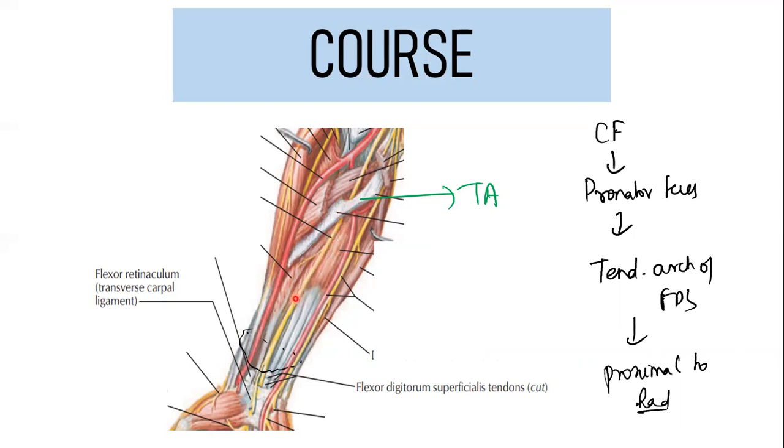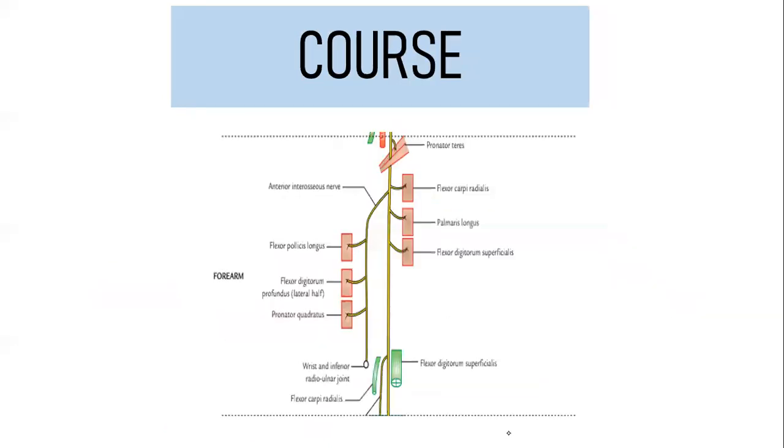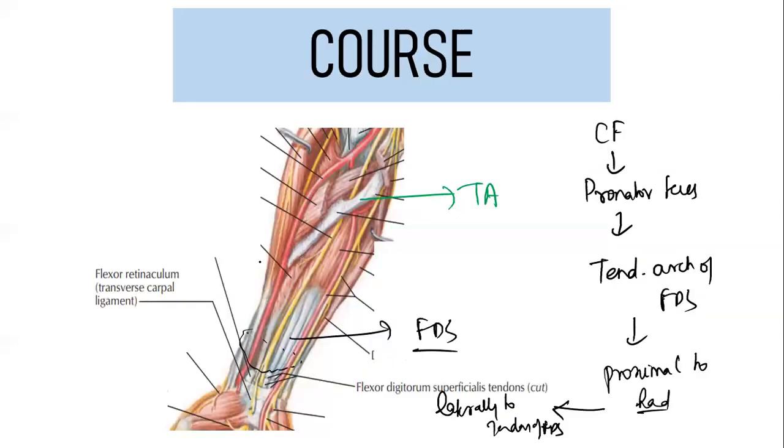Then can you appreciate it becomes lateral to certain tendons. What are these tendons? Yes, these are the tendons of FDS. Right. So from the pronator teres, underneath the tendinous arch, it lies deeper to the muscle. Then a few centimeters proximal to the hand, the nerve is going to come laterally to the tendons of FDS. Now, once it comes laterally to the tendons of FDS, what happens?